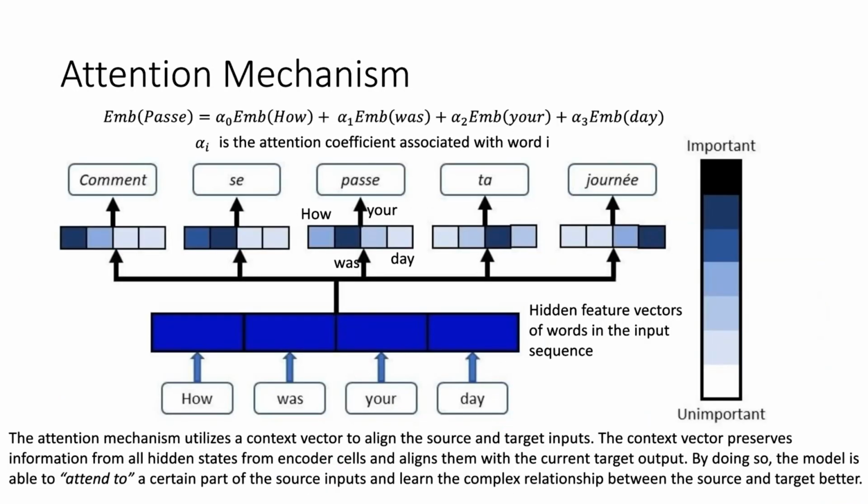All right, let's go back to the language example here. How was your day? For each word, we generate a word embedding here. Then for the output, this French word will have another embedding, and this embedding is something we want to generate. So the embedding of this output word equals the embeddings of "how was your day" put together in a weighted sum form, with alpha 0, alpha 1, alpha 2, alpha 3. They are the attention coefficients associated with each of the input words.